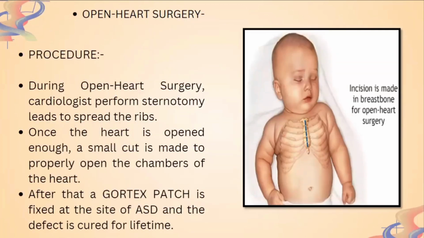Secondly, open heart surgery. During open heart surgery, cardiologists mainly perform a sternotomy, that is, they cut the breastbone, which leads to spreading the ribs. Once the heart is exposed enough, a small cut is made to properly open the chambers of the heart. After that, a Gore-Tex patch is fixed at the site of the ASD and the defect is cured for a lifetime.